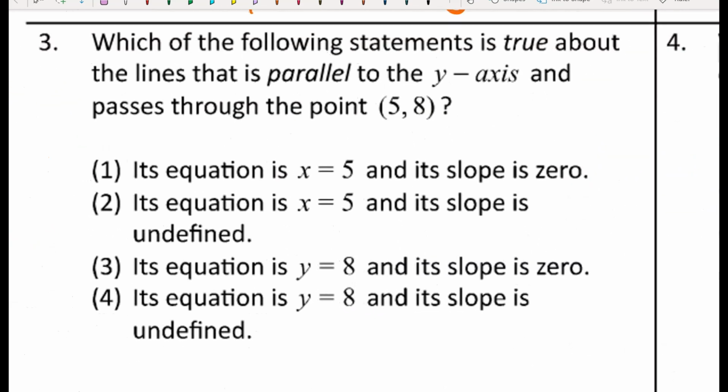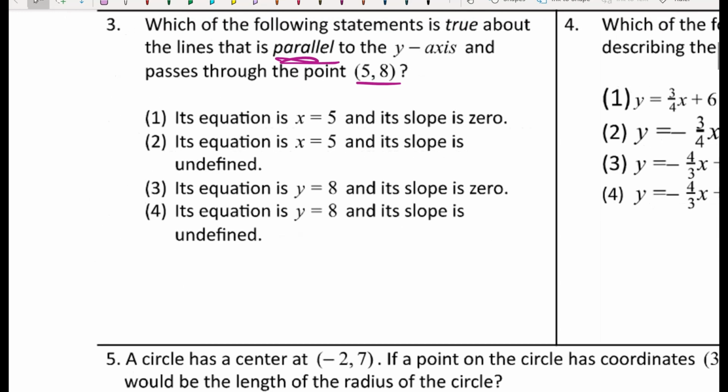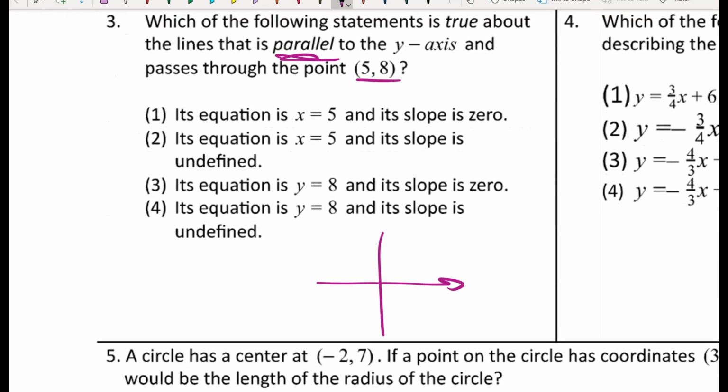Number 3, which of the following statements is true about a line that is parallel to the y-axis and passes through the point 5, 8? So just to organize my thoughts here, I'm going to give myself a set of axes. I'm going to sketch about where that point is, and I'm going to highlight the y-axis just so we can look at it. Right, it's just that one up there. So first thing I notice is that to have a line parallel to that, it must look something like this.